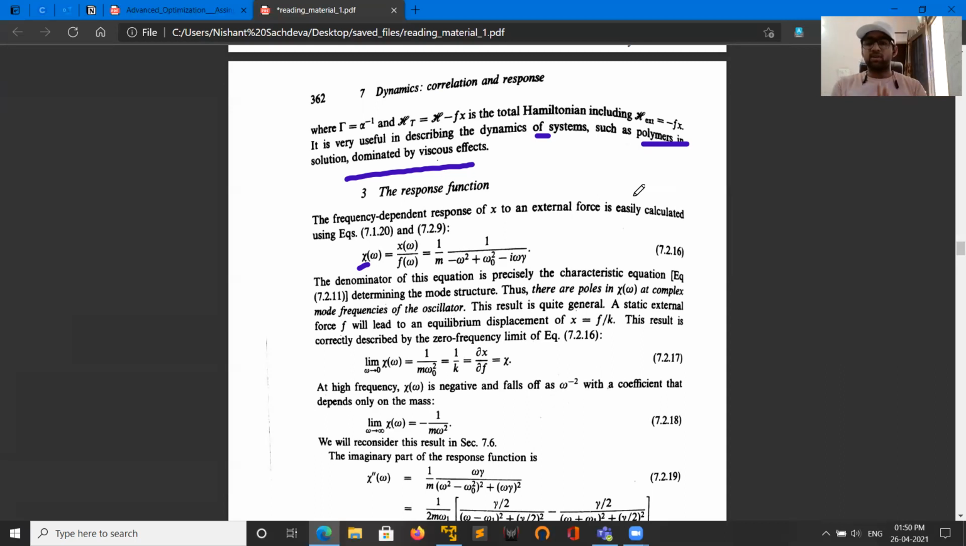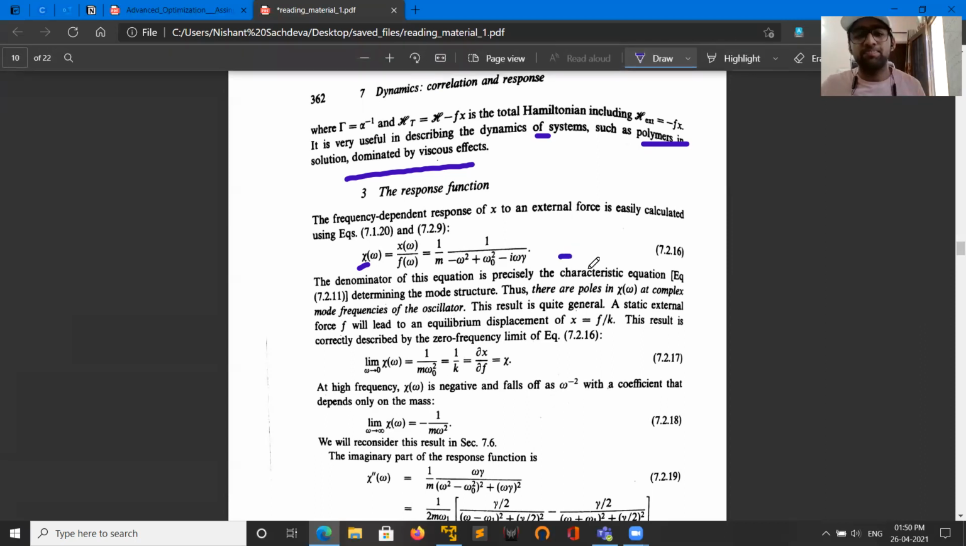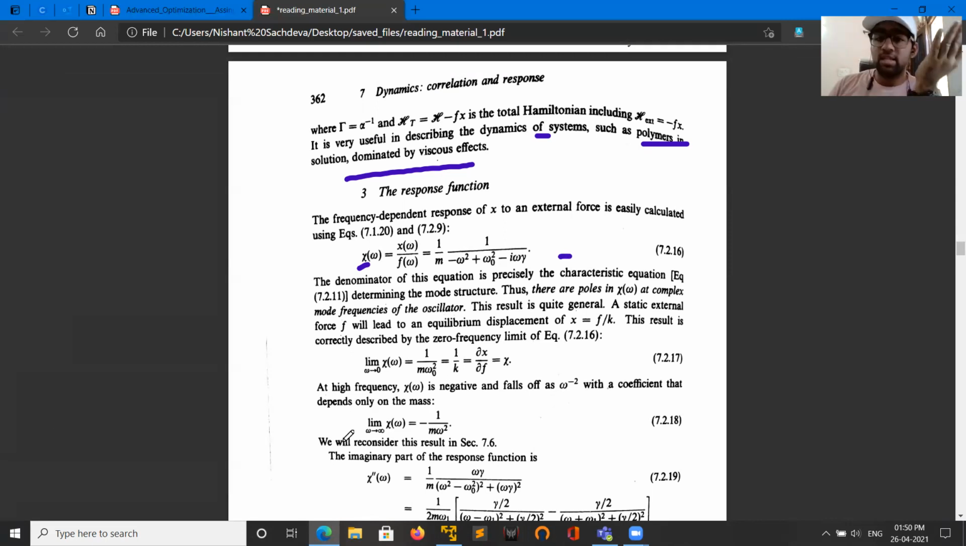And this result is correctly described by the zero frequency limit of equation 7.2.16, which is limit omega tends to 0 of capital X of omega. This gives 1 by m omega naught square, which is 1 by k, which is del x by del f, which basically is capital X.